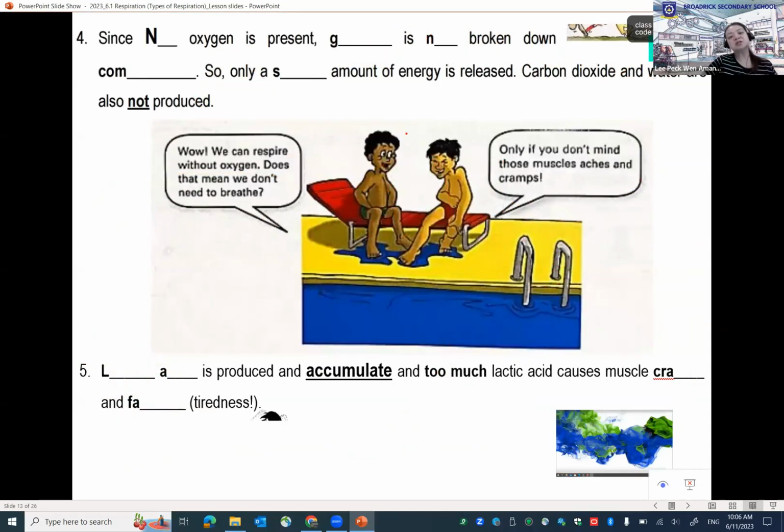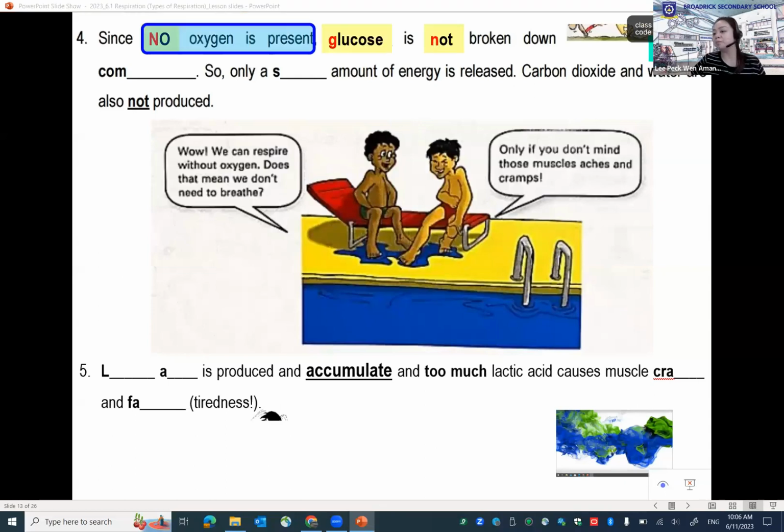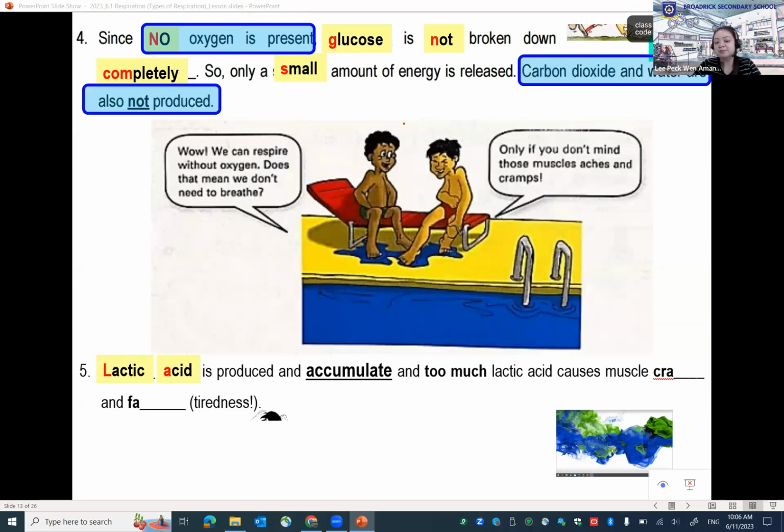Okay, so since no oxygen is present in anaerobic respiration, glucose is not broken down completely. And since glucose is not broken down completely, that is why a small amount of energy is released, because you still have so much glucose present, right? Carbon dioxide and water are not produced. And so what do you get? You get lactic acid, which is a chemical that, if allowed to accumulate, will cause a lot of muscle cramp and a lot of muscle fatigue, which is tiredness.